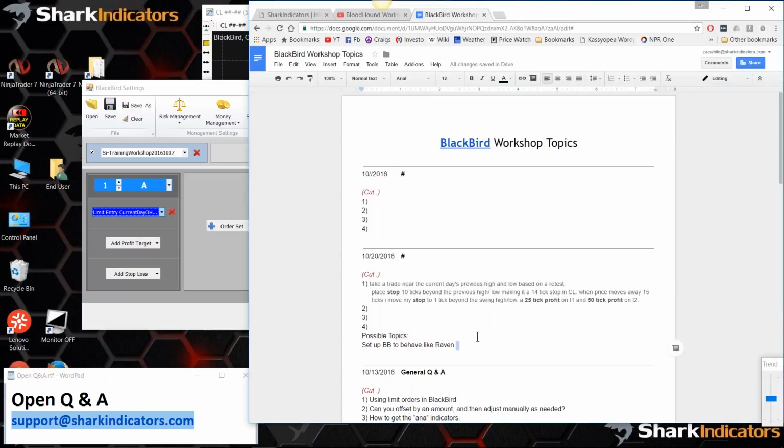So let's go back to our writing here. Trade 1 or T1 is a 25 tick profit, and trade 2 is a 50 tick profit. So we've got 2 different order sets. We have order set 1 and we have an order set 2. So we have 2 different profit targets.